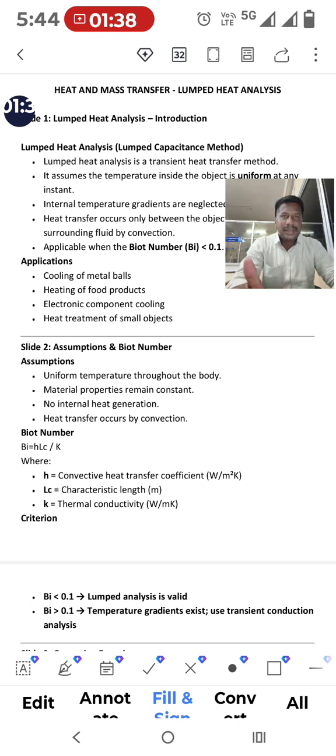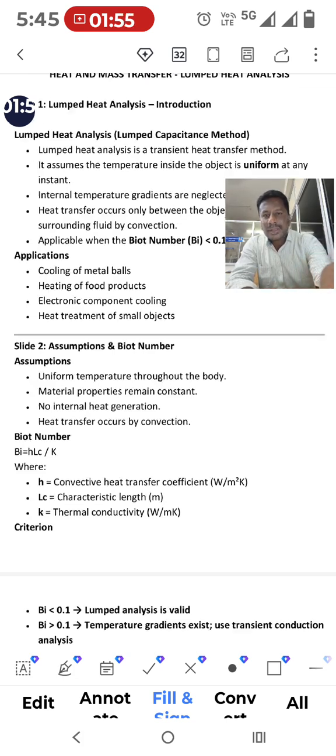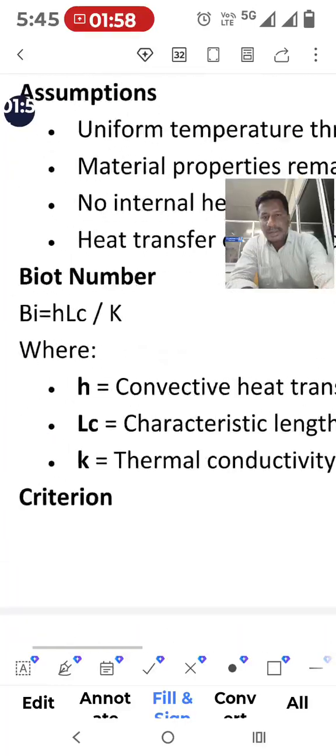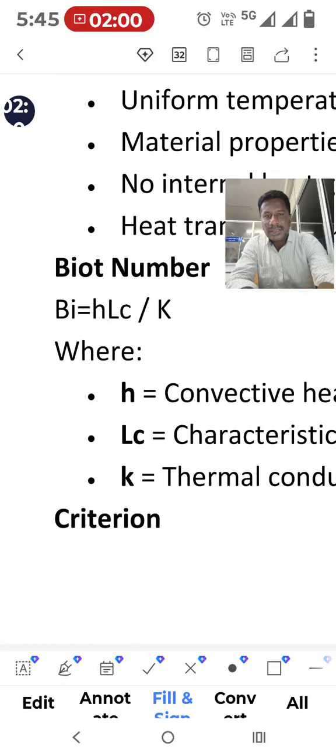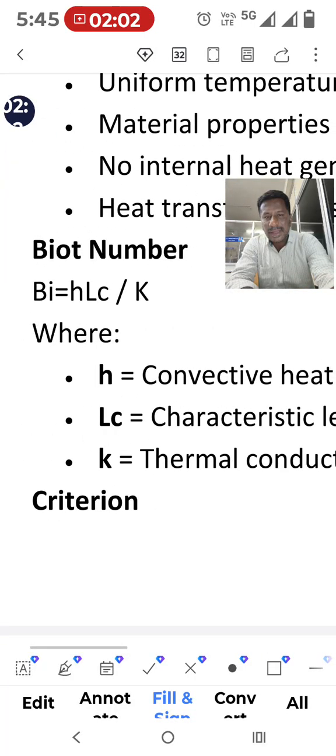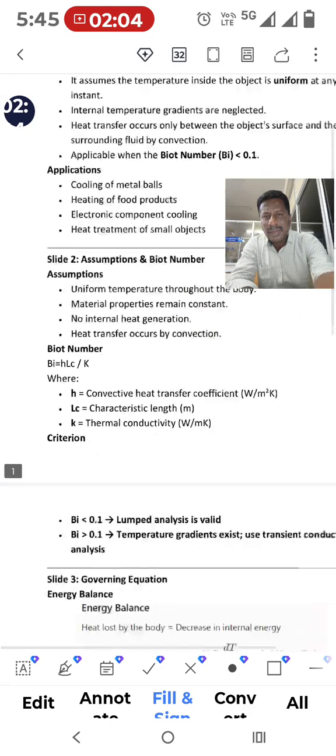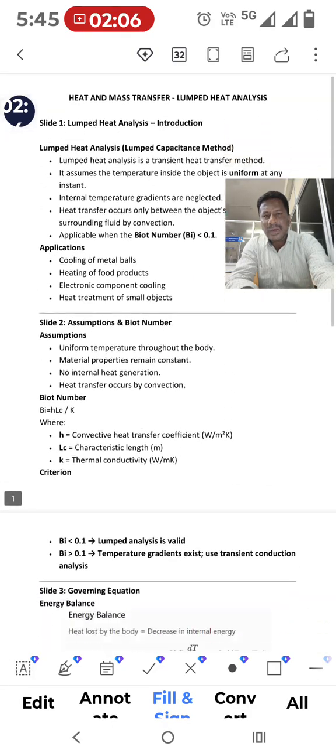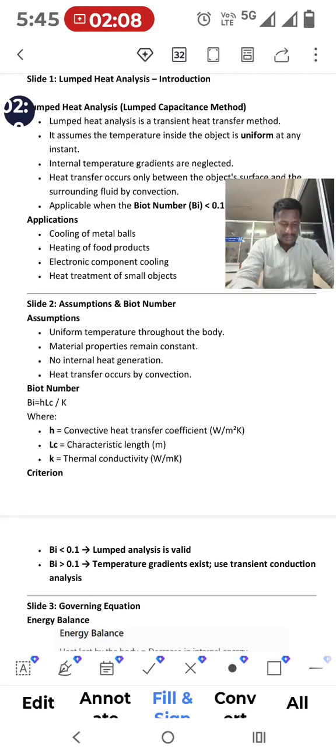Mathematically, Bi is equal to hLc by k, where h is the convective heat transfer coefficient, Lc is the characteristic length, and k is the thermal conductivity of the material. Thermal conductivity is the ability of the material to conduct heat. It is denoted by the letters Bi.